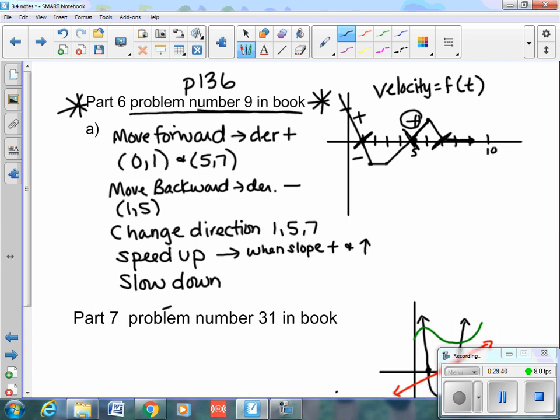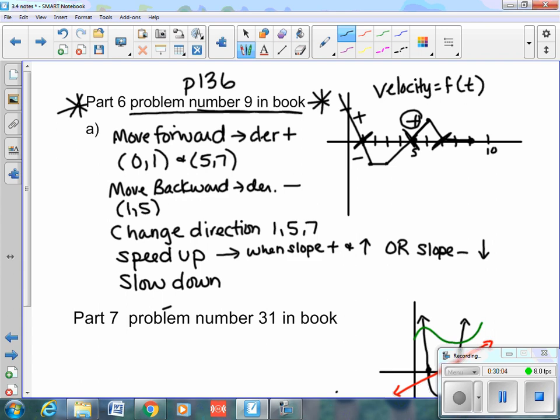Or it's going to speed up if your slope is negative. Where's your slope negative? Right here. But what does it have to do if it's going to speed up? Your slope needs to be negative and you need to be doing what? Decreasing, right? Your slope needs to be negative and you need to be decreasing. I guess I should say it really.